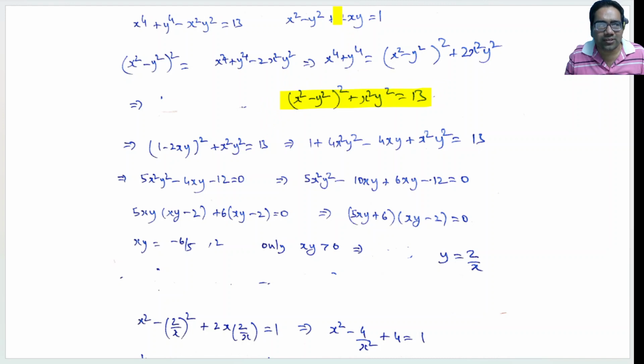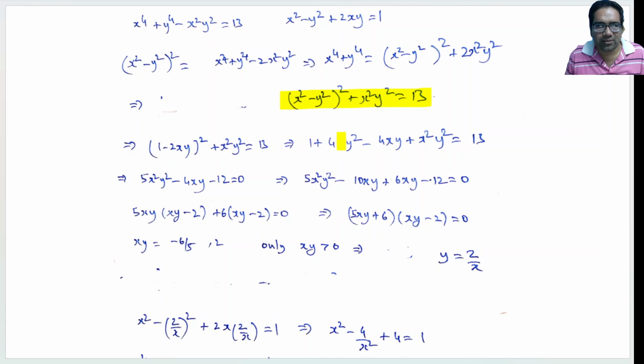Now let us use the second equation here. The second equation says x^2 - y^2 + 2xy is 1, which means x^2 - y^2 equals 1 - 2xy. Right, let's substitute that 1 - 2xy in the first equation for x^2 - y^2: (1 - 2xy)^2 + x^2y^2 equals 13.